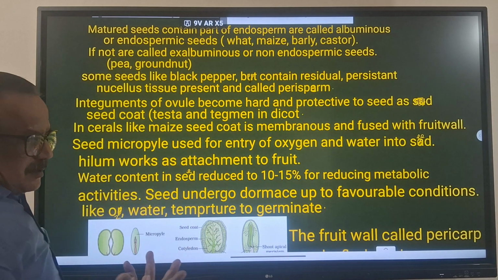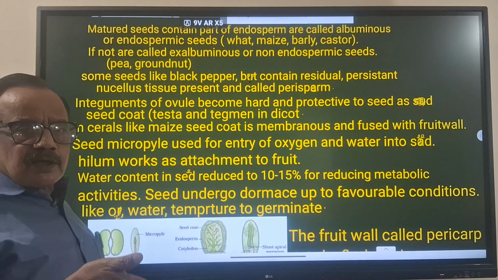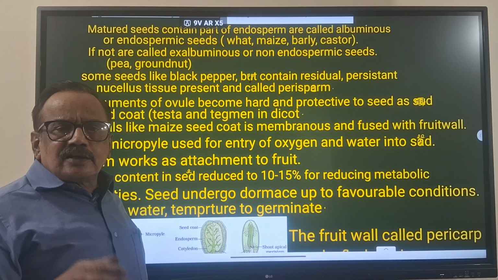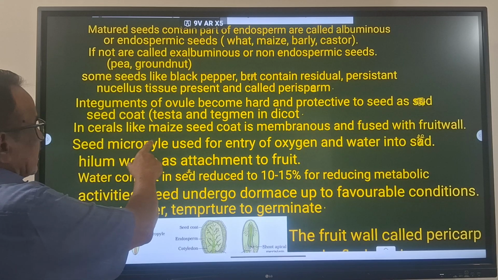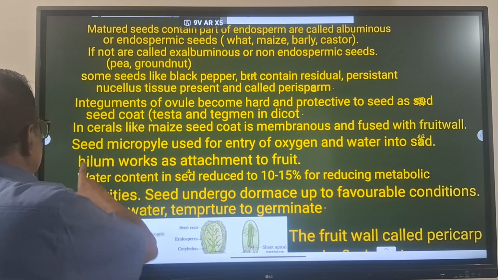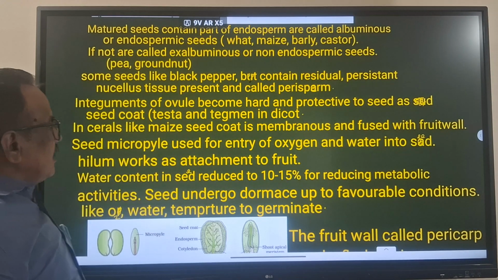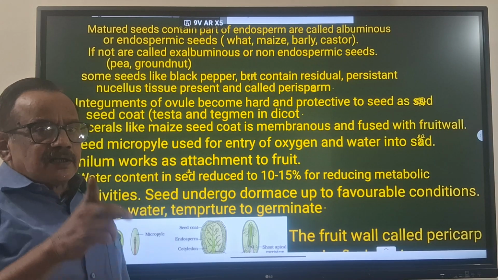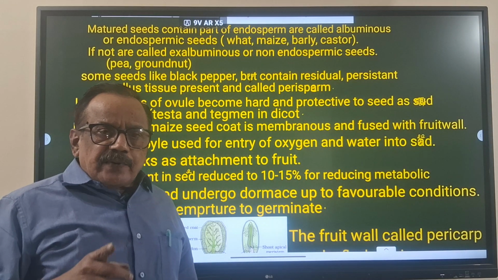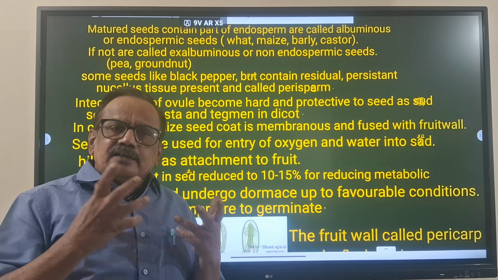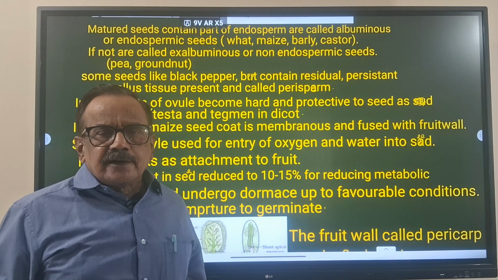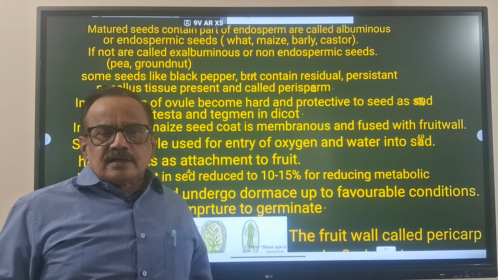And because it is a hard fruit, the fruit coat is there that will give the protection. Seed coat protection is not necessary, so it becomes membranous. Next, in cereals like maize, the seed coat is membranous and fused with it. And the seed micropyle: I already mentioned the micropyle at the start. Whatever micropyle is present in the ovule will remain like that, and we used to call it the seed micropyle, and the hilum is also present.